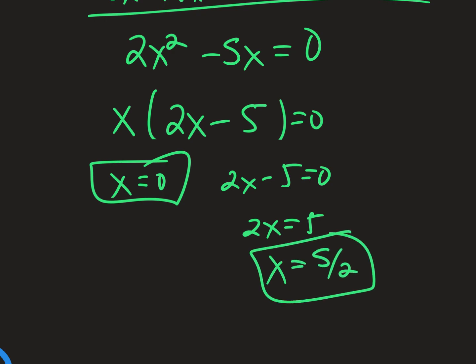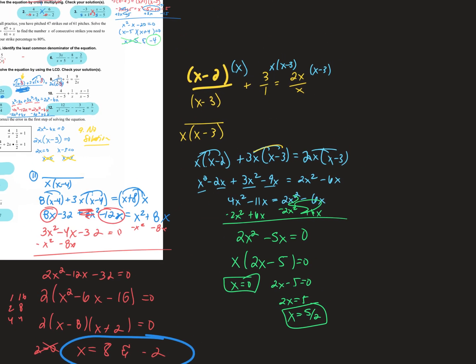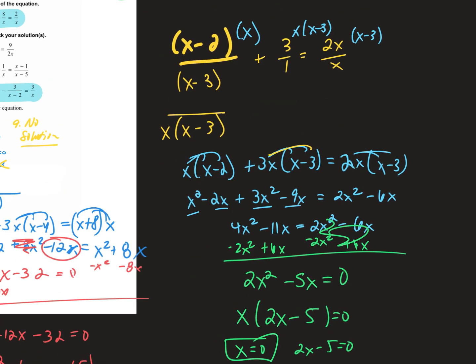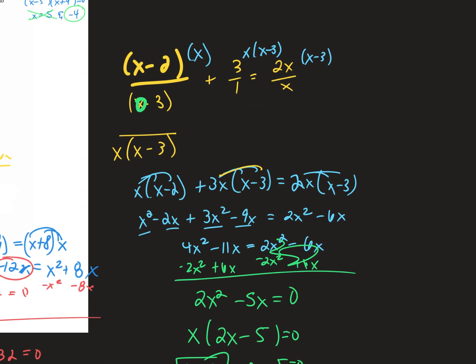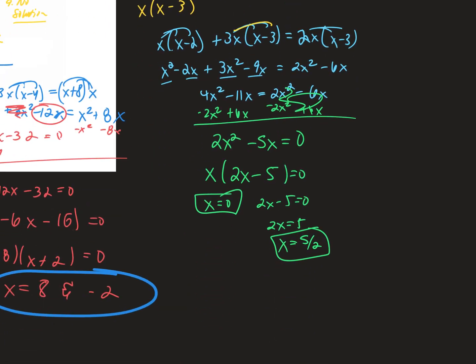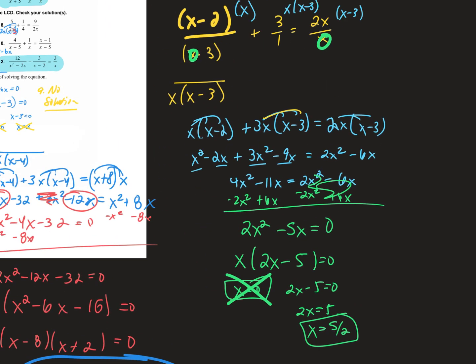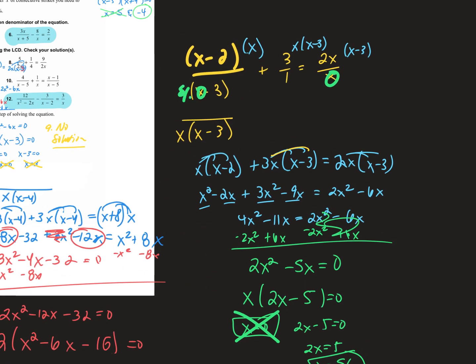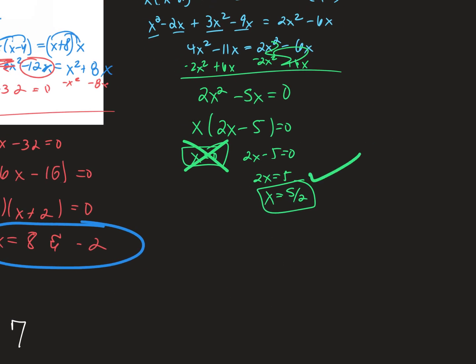So now let's check our answers and see what happens. If I have 0 as an answer, if I plug 0 in here, we're good to go. But if I plug 0 in here, we are not. So this is not a valid answer. 5 over 2, I can plug in 5 over 2 here. I can plug in 5 over 2 here, we're good to go. So this is a valid answer.